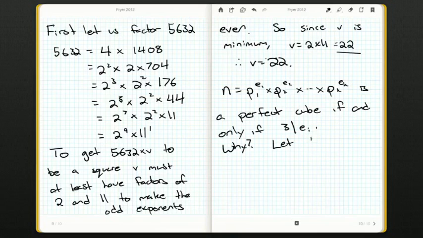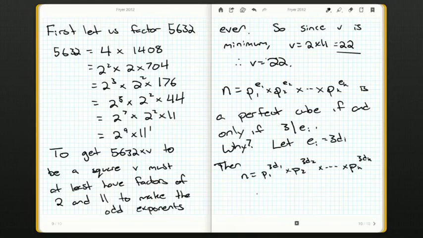Well, let's say that they're 3 times something. Let's say they're 3 times d_i. Well, then we can replace the e_i's with these 3 d_i's. But we can take out an exponent of 3 and bring that outside the brackets.